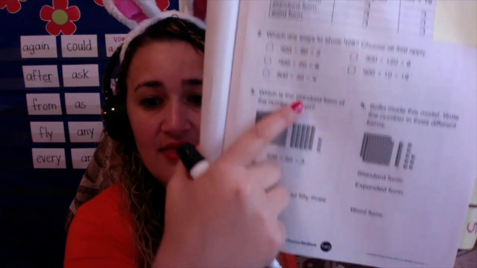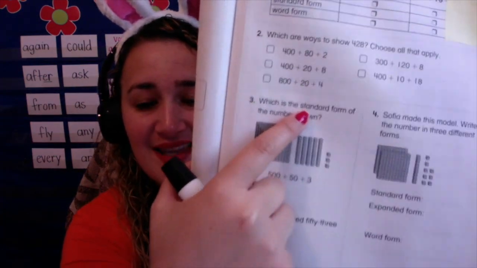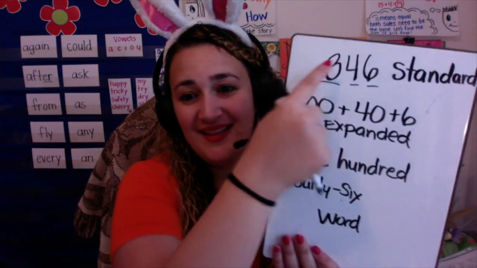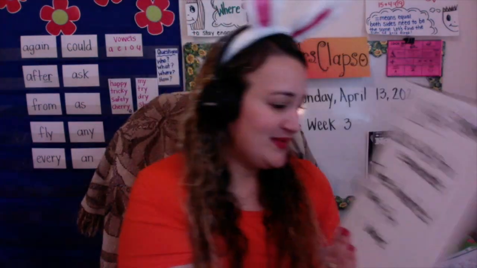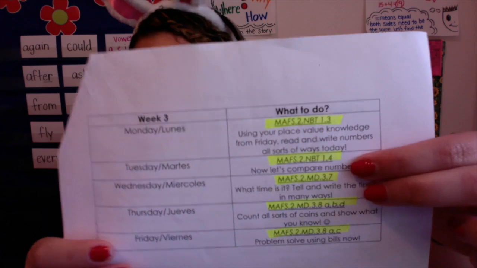So like for number 3, they're going to trick you and show you all the ways, but you have to read the question. They want you to pick the standard form. And you remember what that looked like? The normal one. Okay? All right, day 2, we're looking at NBT 1.4, and it looks like this.